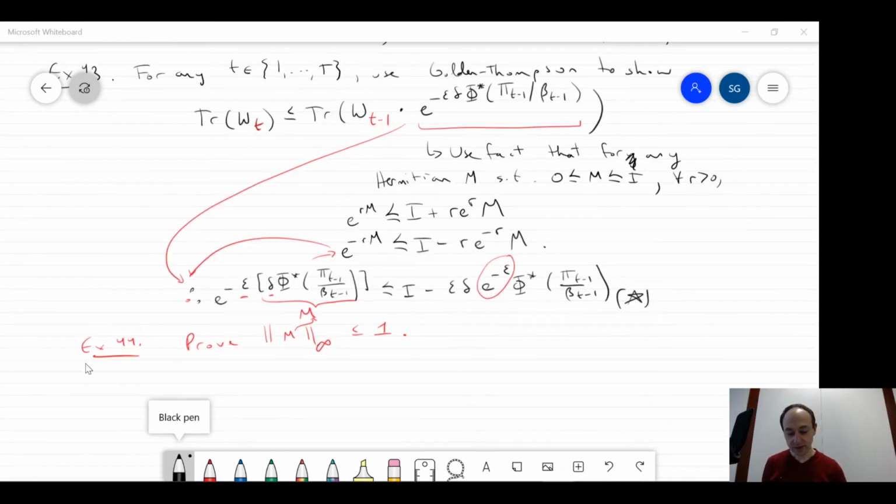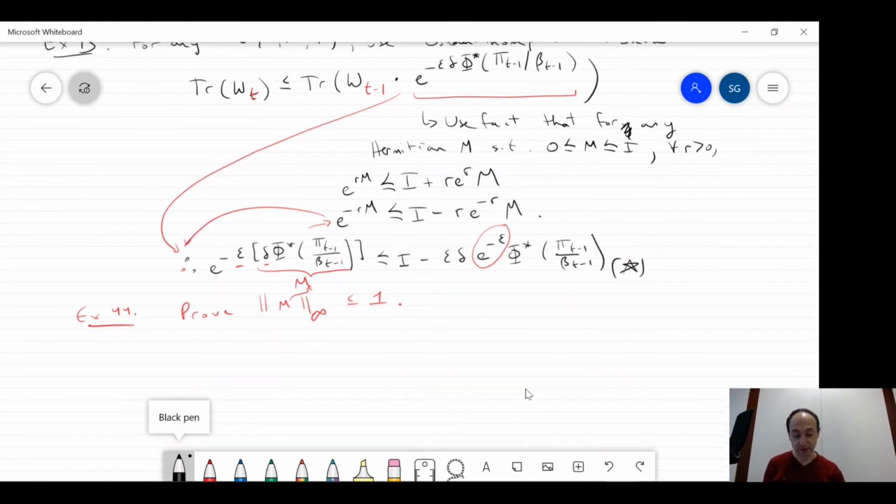Okay, so what exercise 44 tells us is that now we know there's this norm bound on M, which is the requirement to use this one, because we need M to be at most the identity. Now we can go ahead and use this star. We know this is valid, this holds. And so I can plug this star into this top inequality up here, which is what we got via Golden-Thompson. So let's do that now.